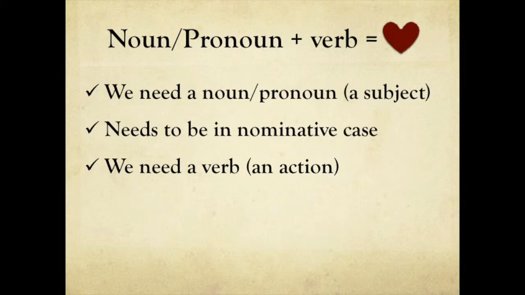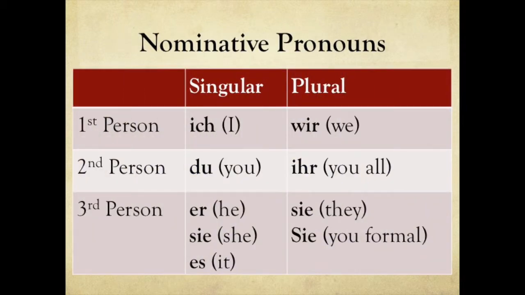We could say that a noun or a pronoun fall in love with a verb. So we need a noun or a pronoun as a subject, so it needs to be in the nominative case, and we need a verb to give us an action. And then we simply conjugate.